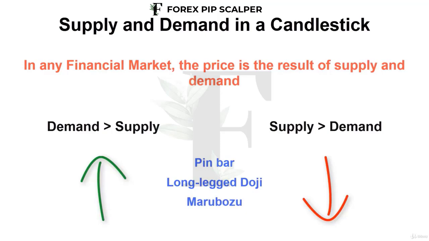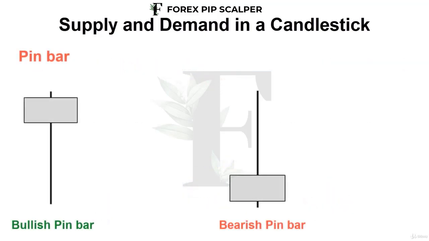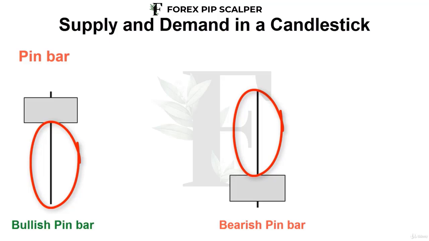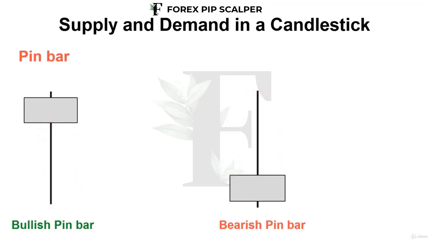Let's focus on the pin bar first. A pin bar has a long lower or upper shadow and a small real body. In case of a bullish pin bar, we have a long lower shadow. In case of a bearish pin bar, we have a long upper shadow. What can we say about these two candlesticks?